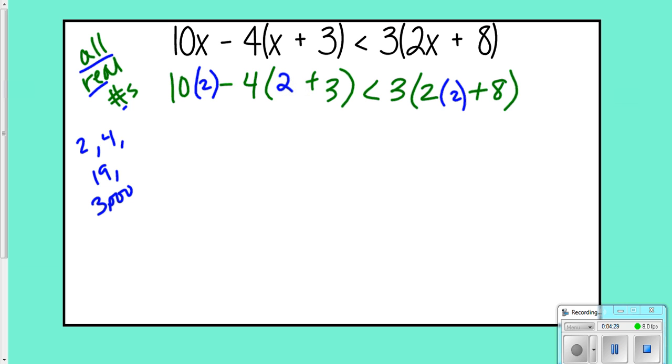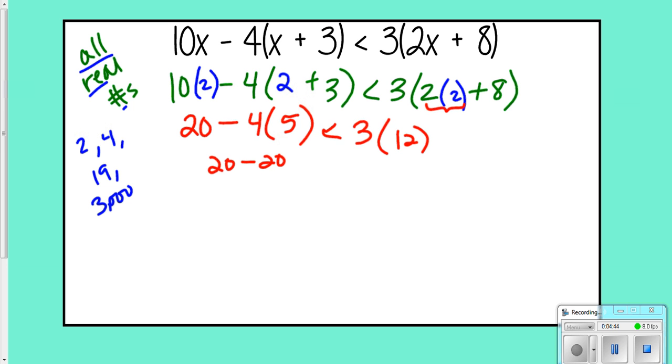Okay, so let's go ahead and PEMDAS this out. 10 times 2 is 20 minus, let me do my parentheses here. 2 times 2 is 4. 4 plus 8 is 12. So now I've got 20 minus 20. Hey, that worked out nicely. So 0 is less than 36. Well, is 0 less than 36? Yes, it is. It's still a true statement.